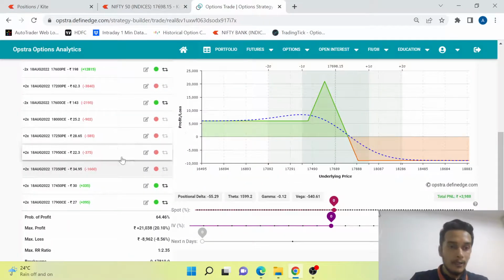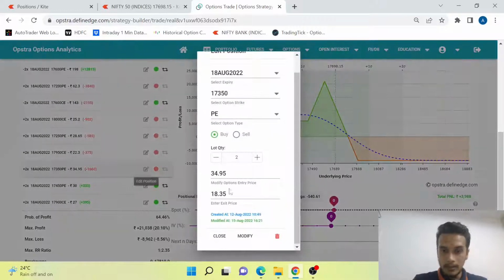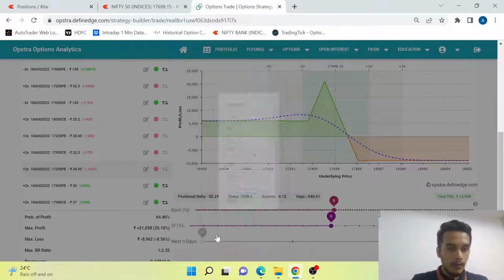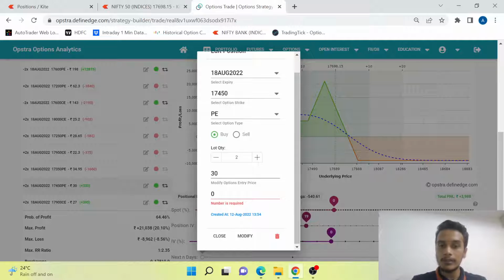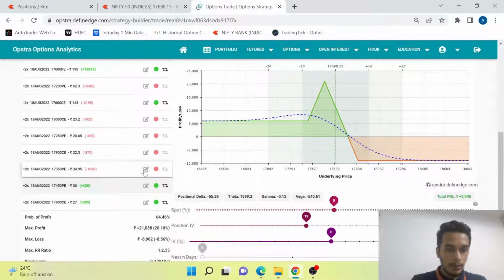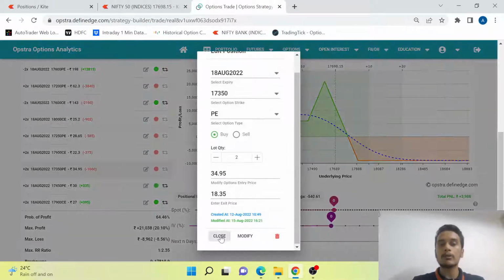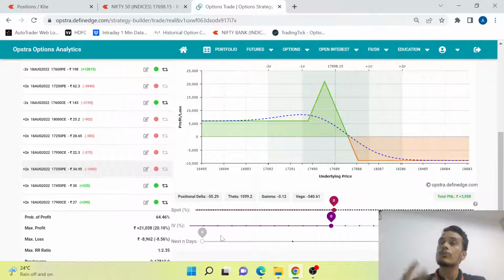So what I did was 17,350 again I booked. 17,350 I booked at 18 and closed. And I bought 17,450 for 30 rupees. So I bought this for 30 rupees, and I had booked 350 for 18 rupees. So I paid only 12 rupees extra, but I came in 100 points again. Like, I paid 12%, which is very good, nothing bad.